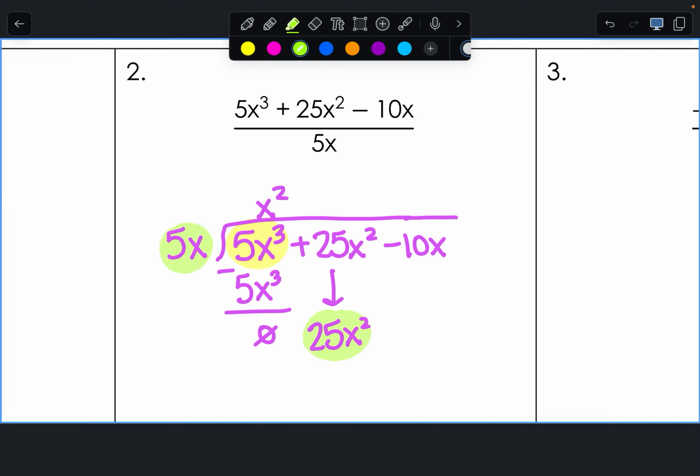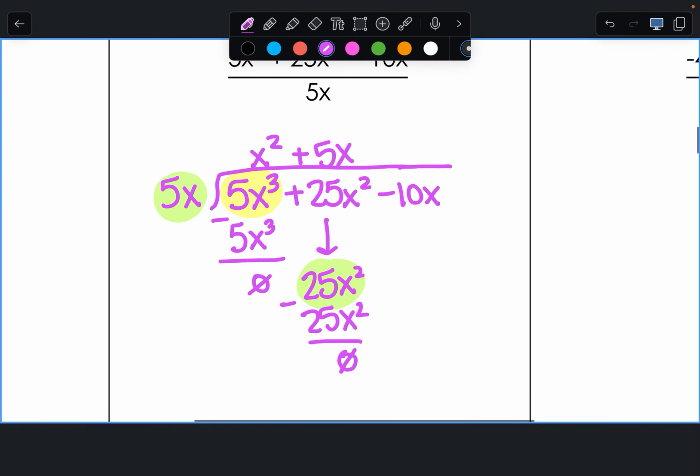5x times what gives you 25x squared? Yes. Good. Subtract, cancels out. Bring down minus 10x. So now 5x times what gives you negative 10x? Negative 2.